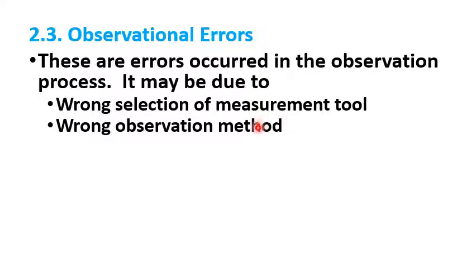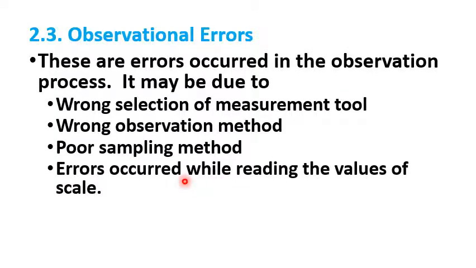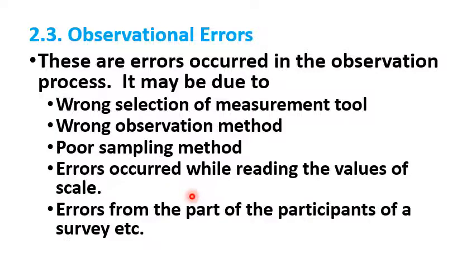Then wrong observation method. The method of observation selected may be wrong. Then poor sampling method. Improper sampling method may be selected. Then errors occurred while reading the values of scale. Values of scale is correct, but errors occurred while reading the values. Then errors from the part of the participants of a survey. There are possibilities of errors occurring from the part of the participants of the survey.